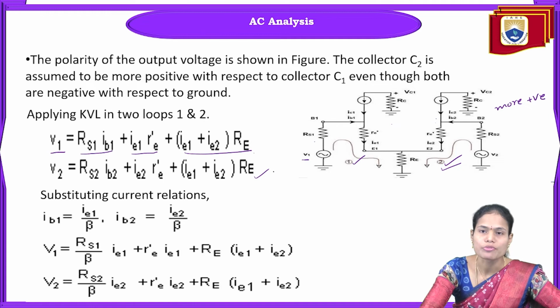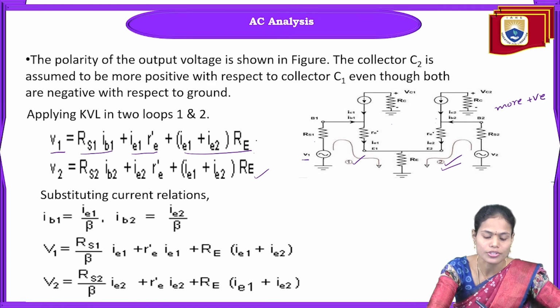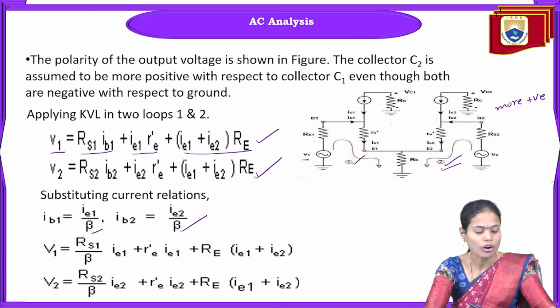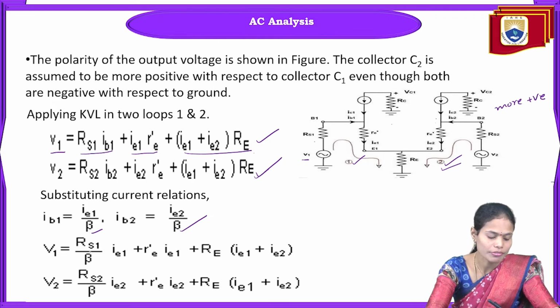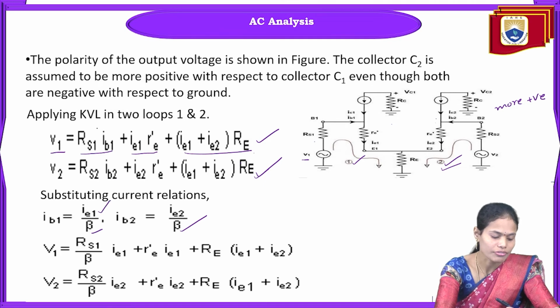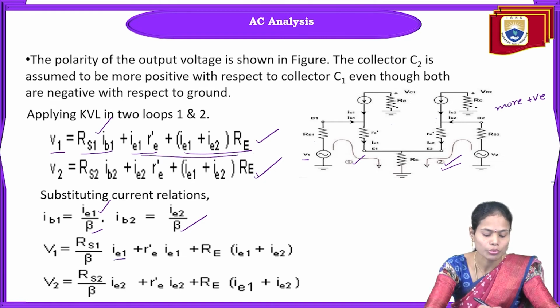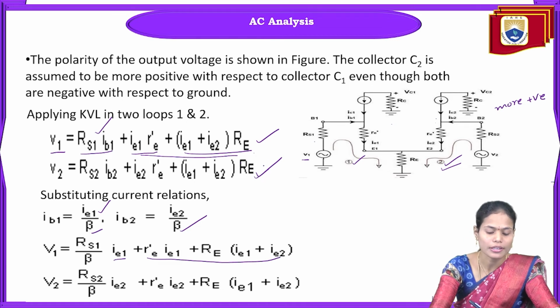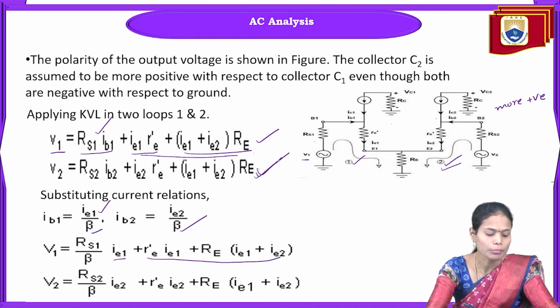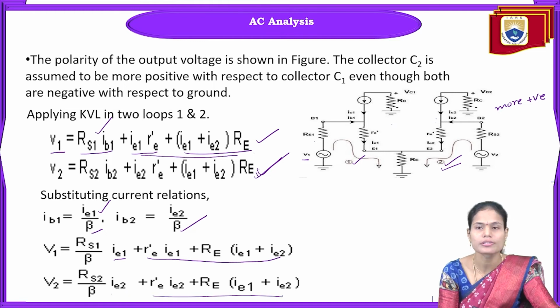And now if we substitute the current relations in these two equations, what will we get? The base current is equal to the emitter current divided by the current amplification factor beta, which we know already. If we substitute this value in the first equation, we get V1 equal to RS1 by beta into IE1, and the remaining equation is as it is. Similarly in the second equation, if we replace IB2 with IE2 by beta, we get V2 equal to RS2 by beta into IE2, and the remaining equation is as it is.